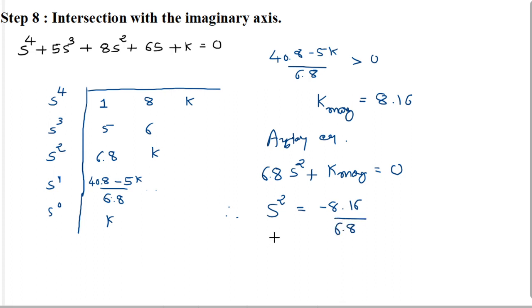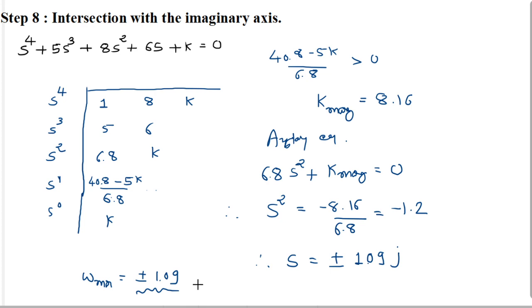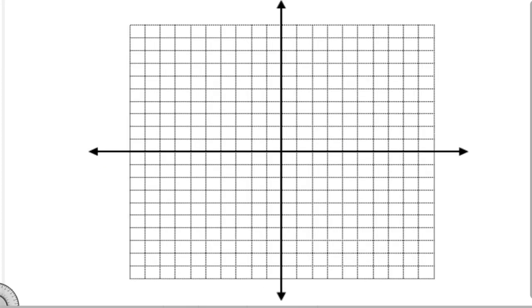divided by 6.8, so that is minus 1.2, and you can get s equal to plus or minus 1.09 j. From here, omega marginal is plus or minus 1.09. Okay, our omega marginal is 1.09. Now construct the root locus.